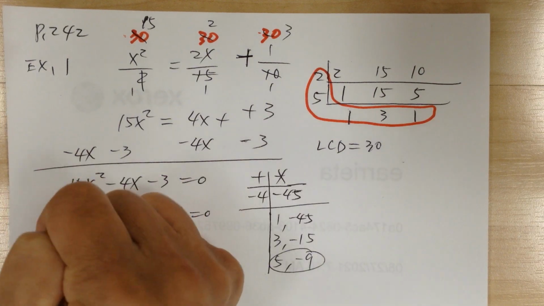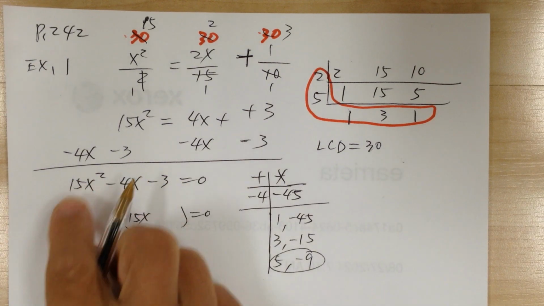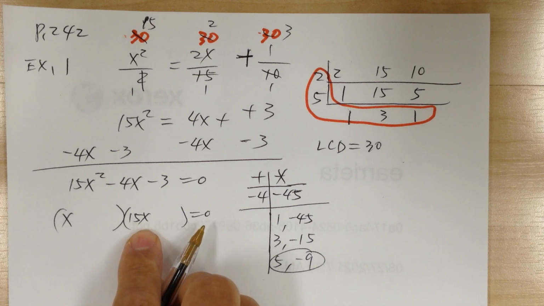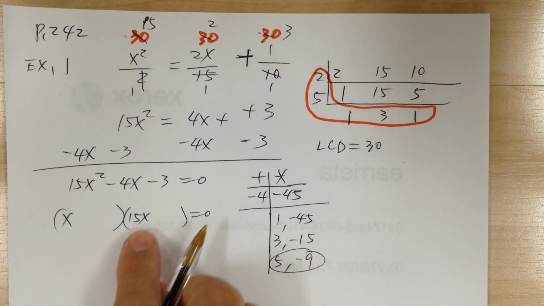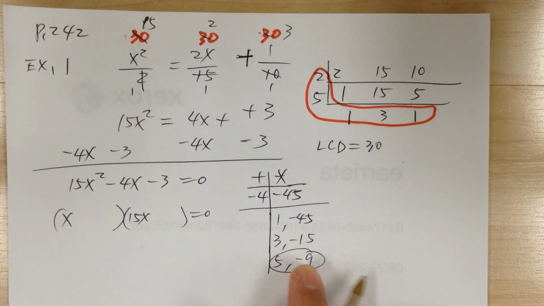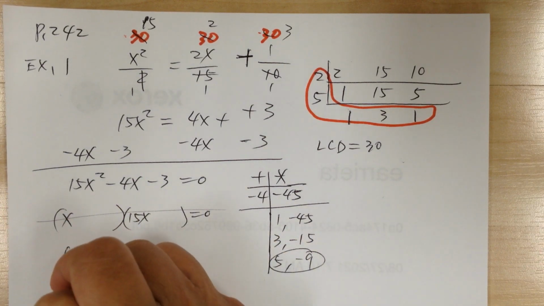Now if you try x and 15x, if you undo this, it is going to be no good, because none of this is a multiple of 15. 15 times something is not going to give you that. So this is no good, and you have to go to the next one.